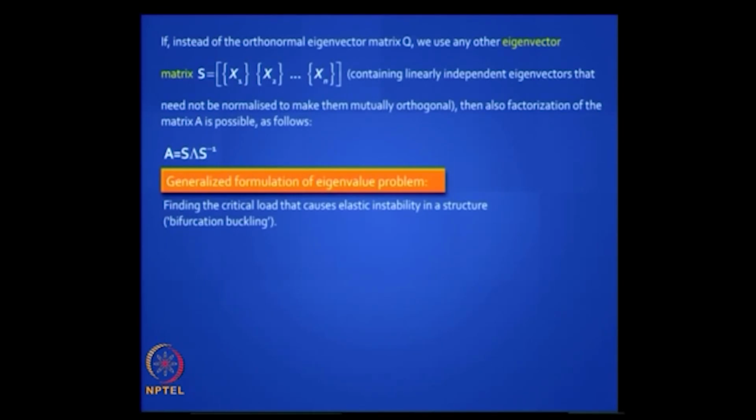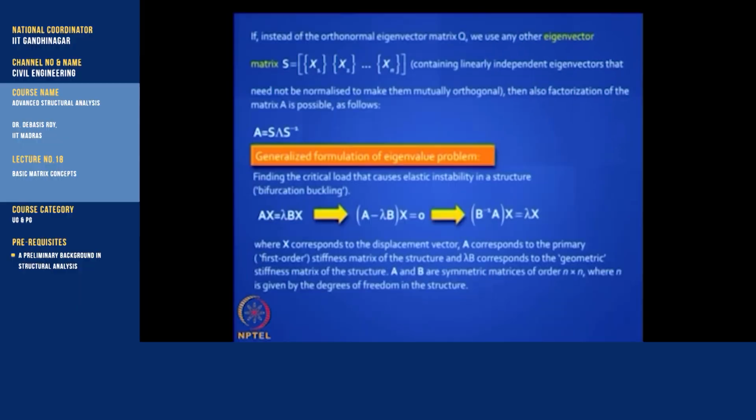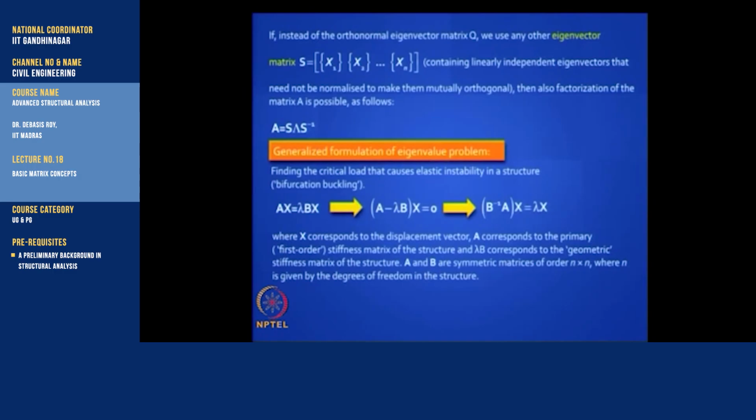Commonly when we apply this to real problems of finding buckling loads and so on, we have a slight shift in the formulation. Instead of saying Ax is equal to lambda x, we sometimes encounter the form Ax is equal to lambda Bx. We will see how this happens later, in which case you get (A minus lambda B) into x equal to 0, and you need to solve this equation.